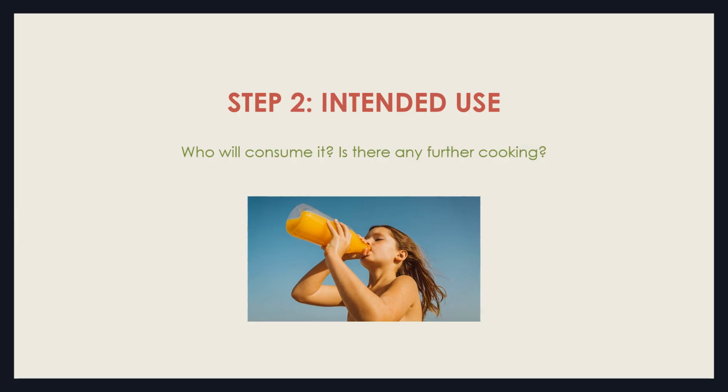Next, you define the intended use of the product. This includes how the product is expected to be consumed and by whom. In this case, the juice is intended to be consumed directly by the general population, including potentially vulnerable individuals. This increases the importance of controlling hazards during production because there is no opportunity for the consumer to eliminate risks.